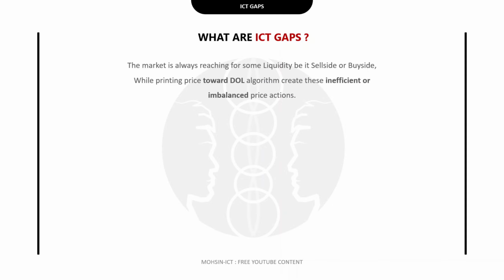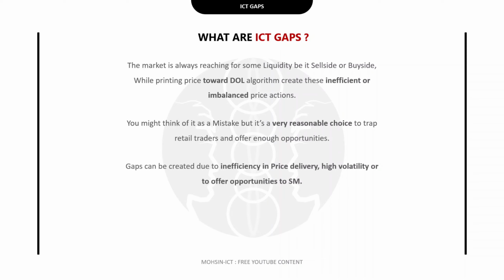The market is always reaching for some liquidity, be it sell side or buy side. While printing price to a drawn liquidity, the algorithm often creates these inefficient or imbalanced price actions. You might think of it as a mistake, but it's a very reasonable choice to trap the retail traders and offer enough opportunities. These gaps can be created due to inefficiency in price delivery, high volatility, or to offer opportunities to smart money, or us as institutional traders.